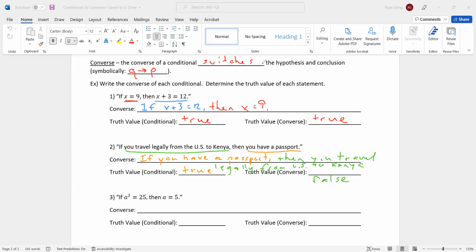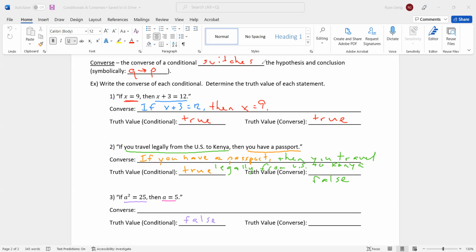Next one. If a squared equals 25, then a equals 5. This one's a little tricky. The truth value of that is actually false. Why? If a squared equals 25, there are two times when that happens: when a equals 5 and when a equals -5. So I cannot conclude that a equals 5. It could also be a equals -5.